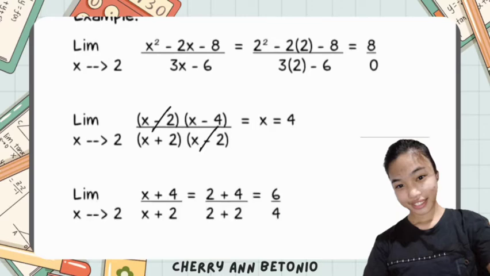And we are going to do a substitution again to find the real number value of the limit. And now we have the limit as x approaches 2 of x minus 4 over x plus 2, which is 2 minus 4 over 2 plus 2. So we can say our limit is 6 over 4, and that's it.